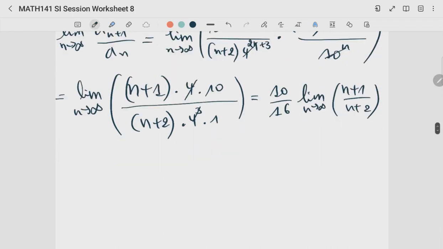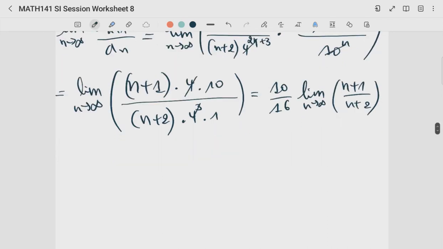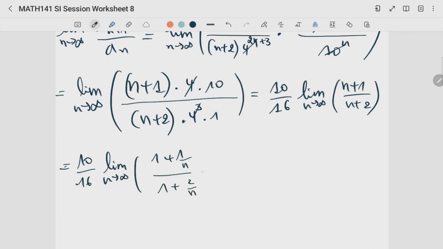Now, if we divide by n on both numerator and denominator, what do we get? Well, we get 10 over 16 times the limit as n tends to infinity of (1 plus 1 over n) divided by (1 plus 2 over n), which therefore gives us that this limit is equal to 1, so this is just 10 over 16. This is just 5 over 8. And this is less than 1, which tells us that our series converges.